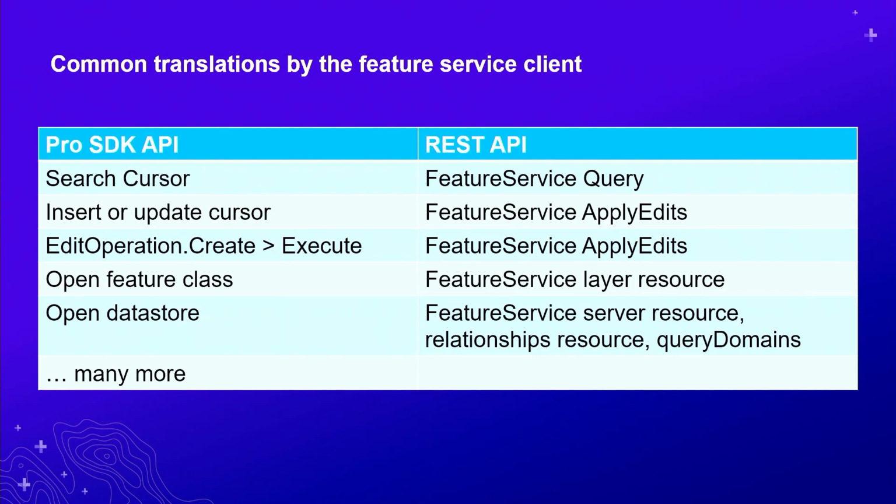This table I put together shows some of the more common translations done by the feature service client. So you can see here that the search cursor maps to the feature service query operation. Editing methods generally map to apply edits. Opening data stores or feature classes map to some of the various resource endpoints.